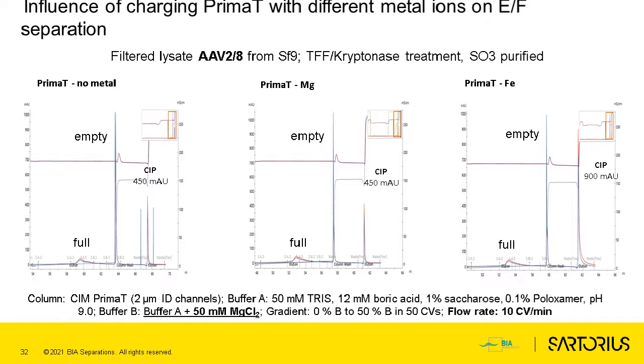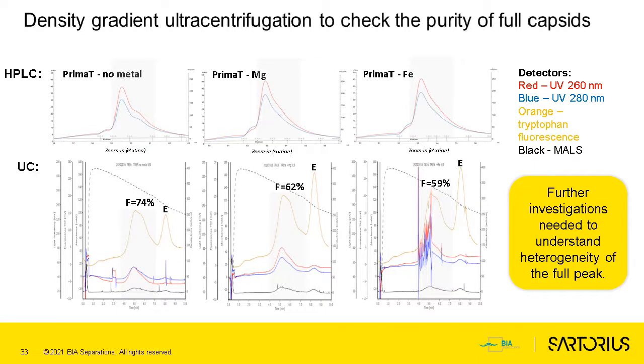But for empties, we need 200 millimolar sodium chloride, so most of empties are really sticking to this column very well and can be very well separated from our full. But let's see now the zoom of this full. So here we see on the top, we see the zoom.